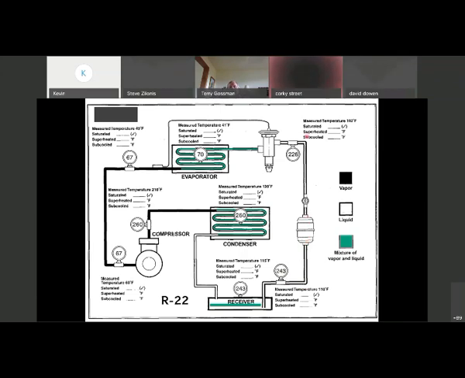So it gets up here at 226 pounds. 226 pounds is 110 degrees. The measured temperature is 102, so we've got 8 degrees of subcooling at this point, at the expansion valve inlet.